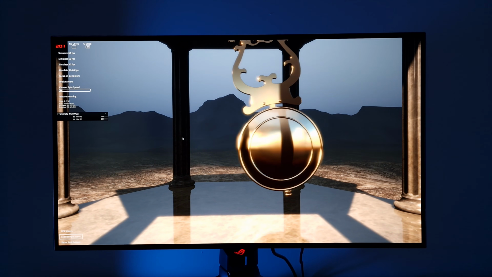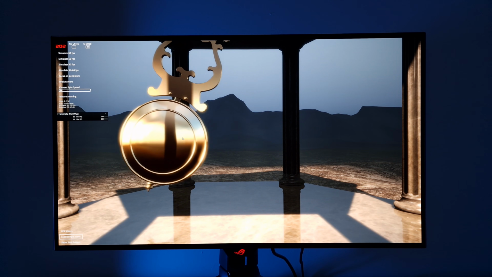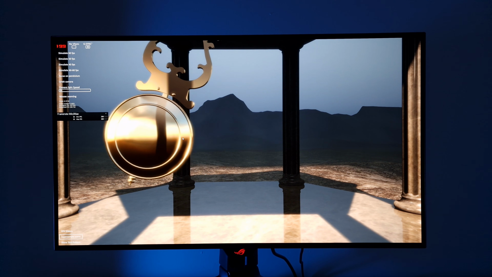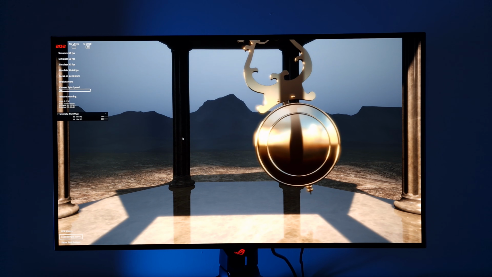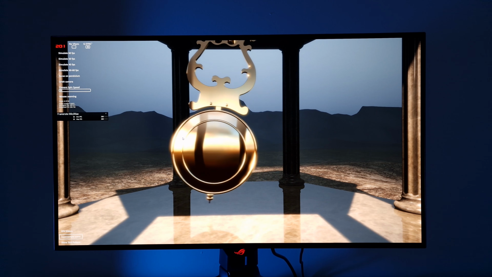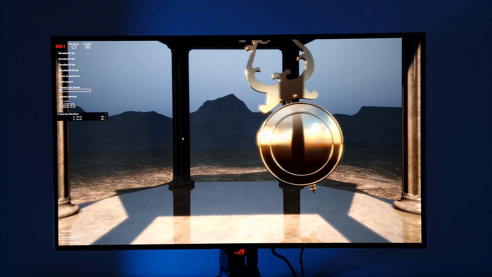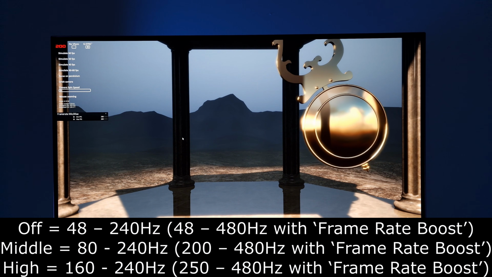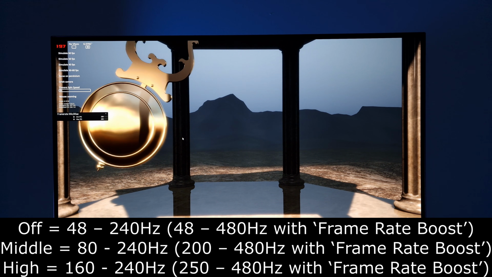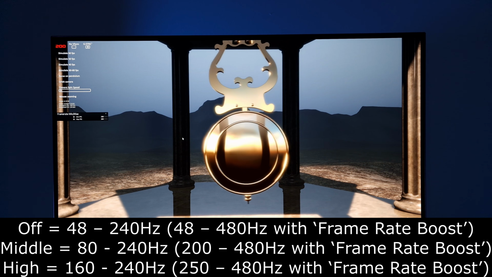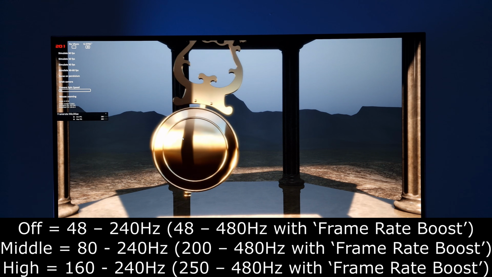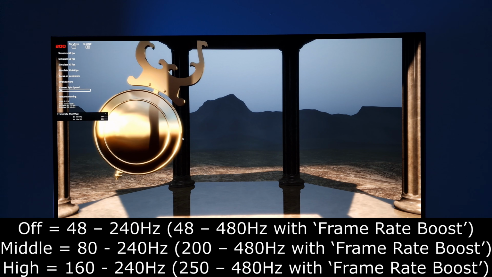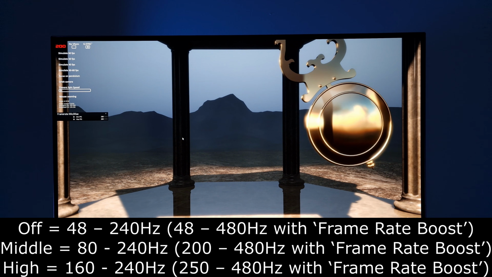Well, I've got the Nvidia Pendulum demo open, which is a nice way of exploring what this setting does. It's designed to minimize fluctuations in the refresh rate that the monitor is running at by minimizing the range of operation for VRR. In the EDID of the monitor, you can see the following ranges reported. This won't be the same for every model, but for the PG32UCDP, this is how it works. With it set to off, it's got a range of 48 to 240 Hz, or 48 to 480 Hz if you're using frame rate boost. With the middle setting, it's 80 to 240 Hz or 200 to 480 Hz with frame rate boost. With the high setting, it's 160 to 240 Hz or 250 Hz to 480 Hz with frame rate boost enabled.